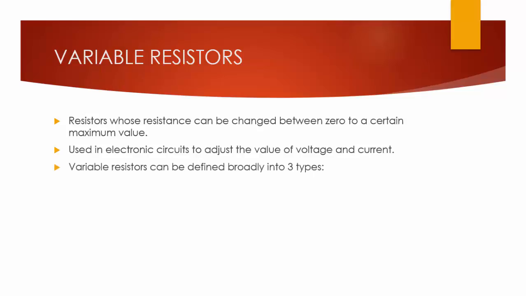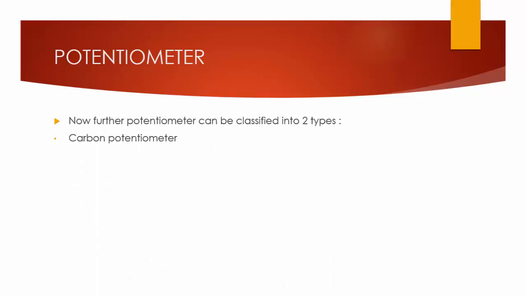Variable resistance can mainly be classified into three types: potentiometer, rheostat, and trimmer. Let's first go with the potentiometer. It is smaller in size than a rheostat and is referred to as a pot. Well, a potentiometer can also be classified into two types: carbon potentiometer and wire wound potentiometer.